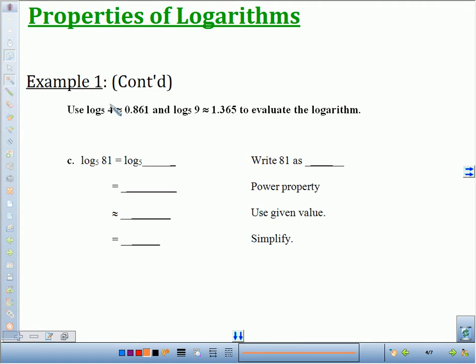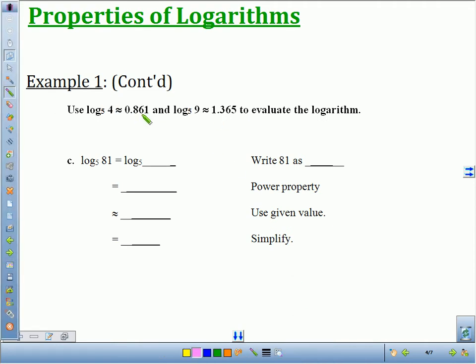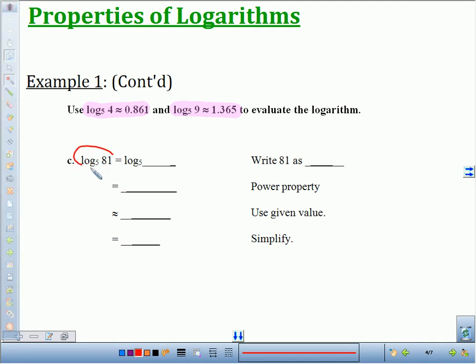Right, we have example C. We still have the same values for the logarithms, log base 5 of 4 and 9. This time, though, we're given log base 5 of 81. 81 is obviously neither 4 nor 9. However, 81 is 9 squared. So I'm going to rewrite 81 as 9 squared. That will be my first step.